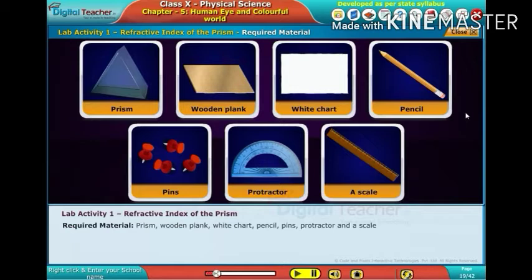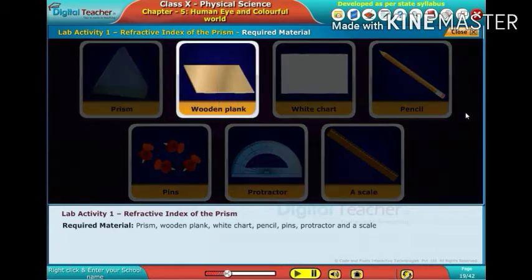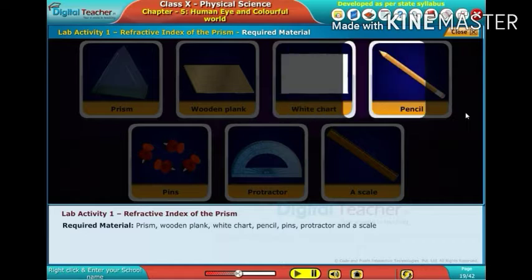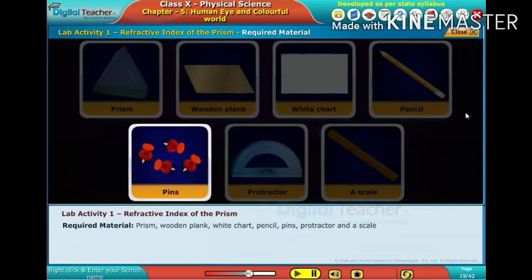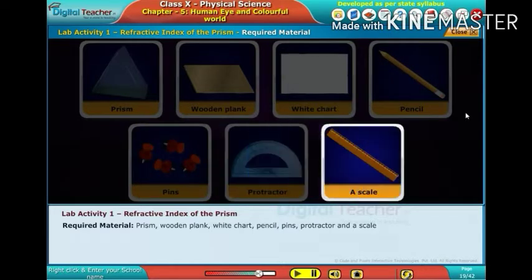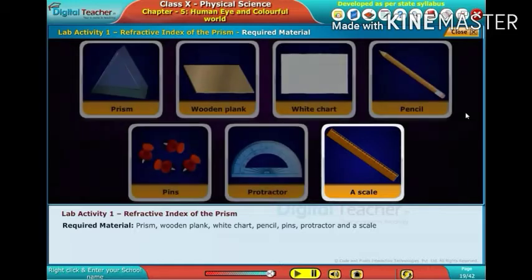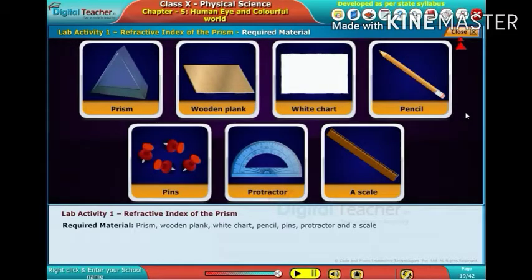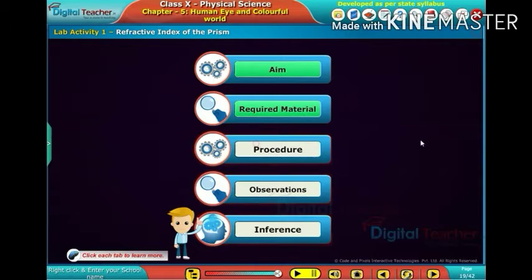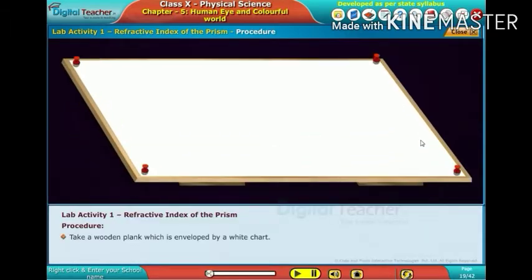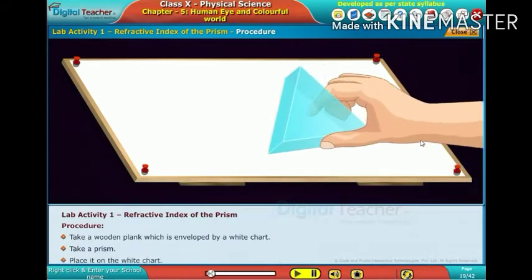Materials required are prism, wooden plank, white chart, pencils, pins, protractor and a scale. Take a wooden plank which is enveloped by a white chart. Take a prism. Place it on the white chart.